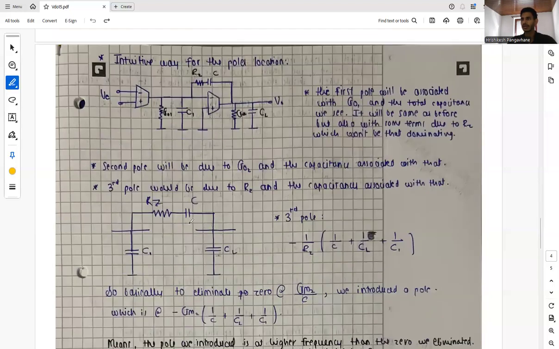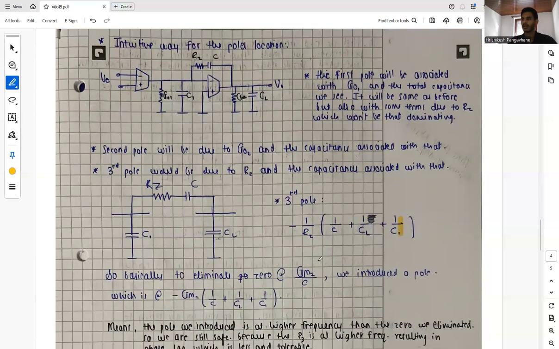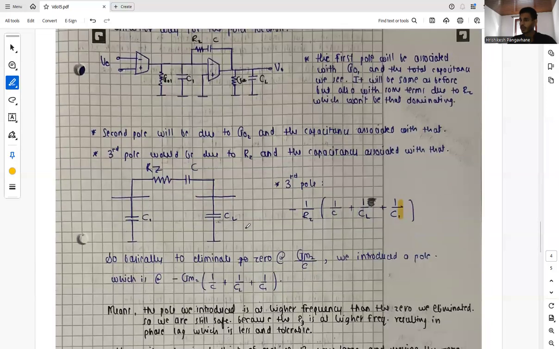Let's say it has nothing to do with the input voltage. So let's take the input voltage 0, and thus this transconductor vanishes away, and so does this one, and our circuit basically becomes a circuit like this. We have an RZ like RC circuit, and we can say that our third pole will be at -1 by RZ (1 by C plus 1 by CL plus 1 by C1). So this is basically all the capacitances related to this node. So basically, to eliminate the 0 at gm2 by C, we introduced a pole which is at this value.